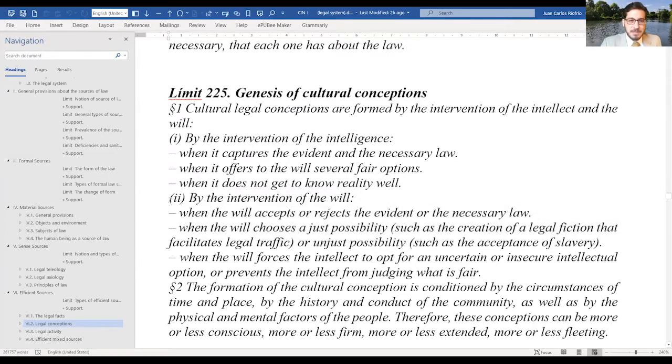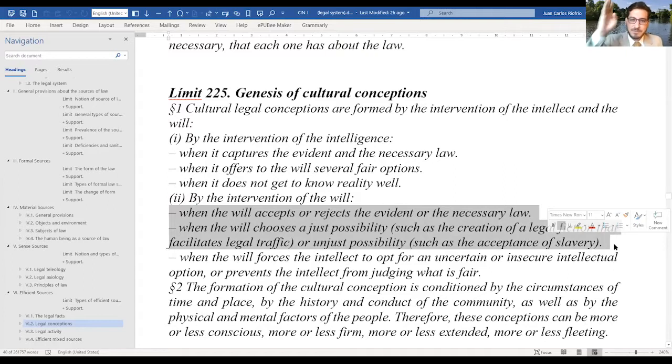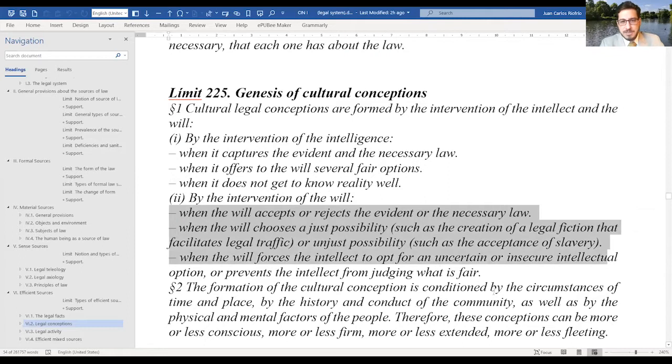By the intervention of the will, a cultural legal conception could be created, no? When? When the will accepts or rejects the evident or necessary law. It could reject the necessary law also. When the will chooses a possibility, many times, well, we have so many possibilities, no? And it says, no, not to the intellect, you have to choose that one. No? And when the will forces the intellect to opt for an uncertain and insecure intellectual option, or prevents the intellect from guaranteeing what is failure.